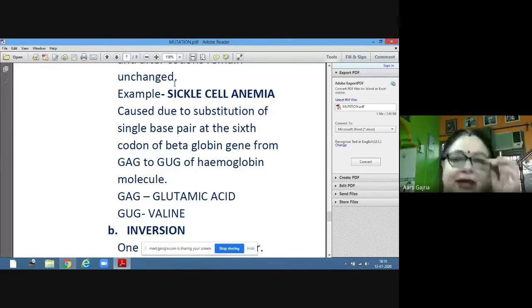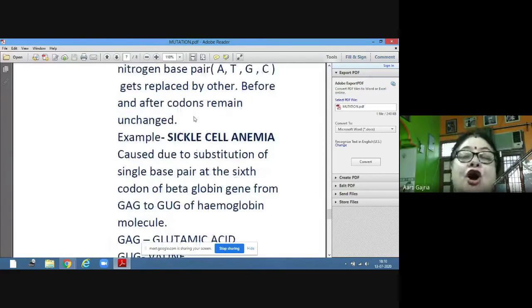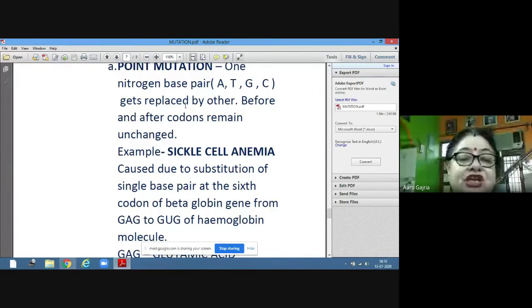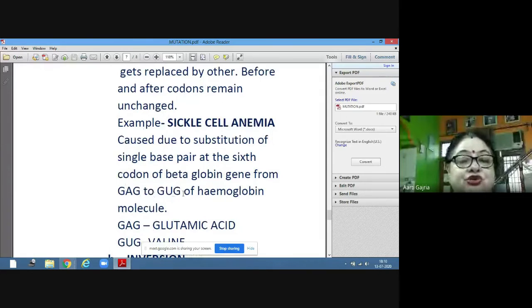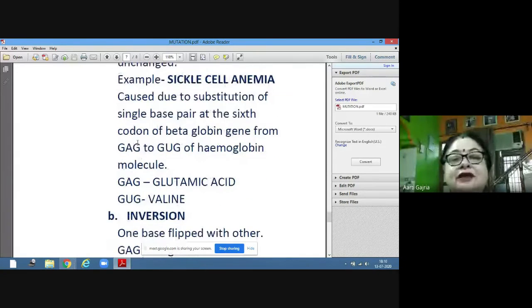We will study about this also in detail in genetic disorders. But this is the classic example of point mutation, where only one base pair is getting changed. In spite of GAG, it becomes GUG. And then the amino acids got changed, and as a result, the phenotypic trait would change.